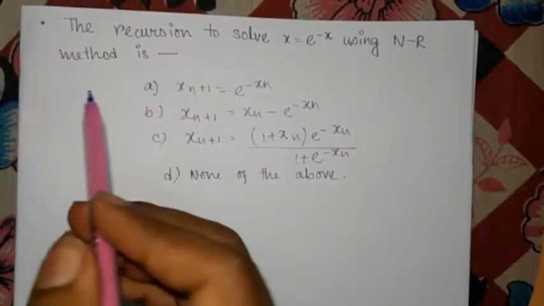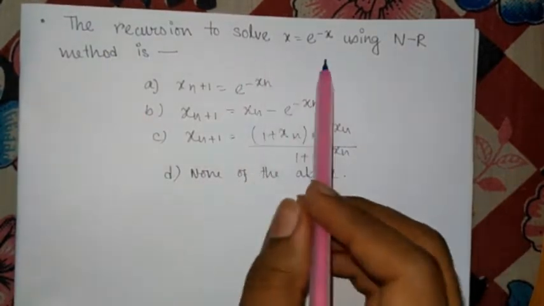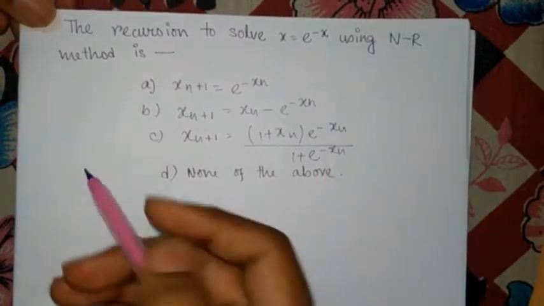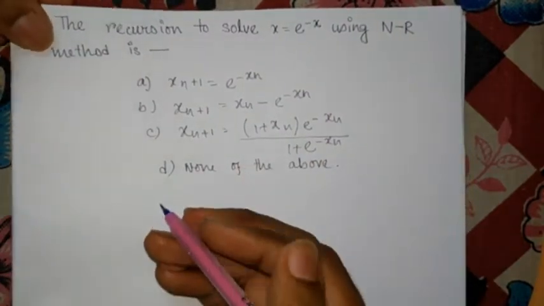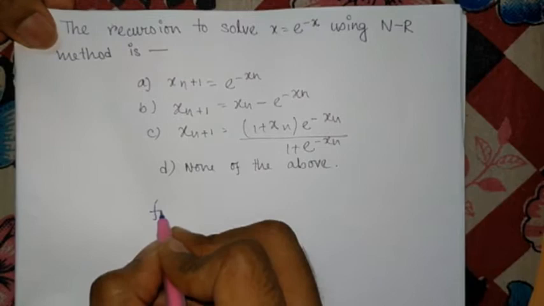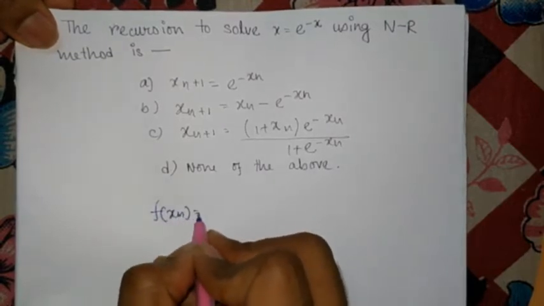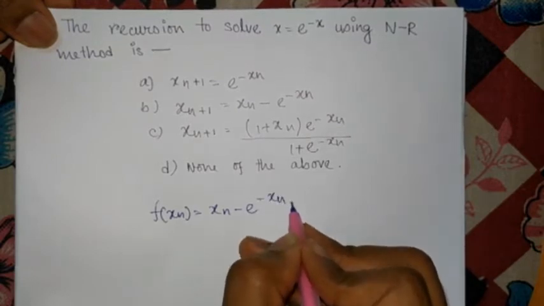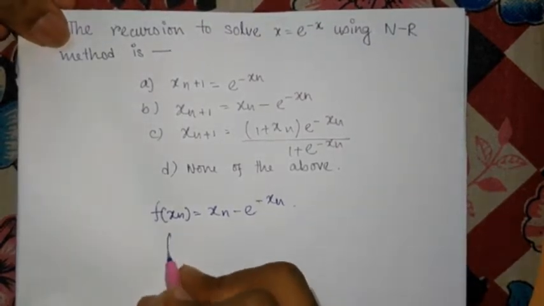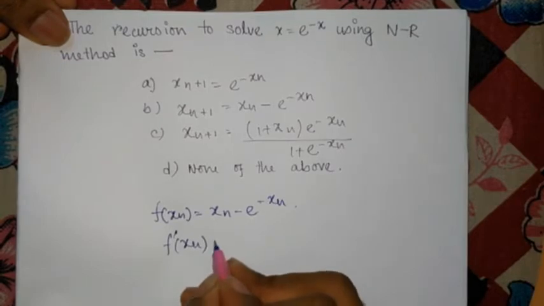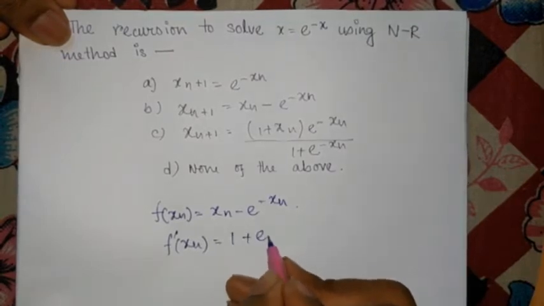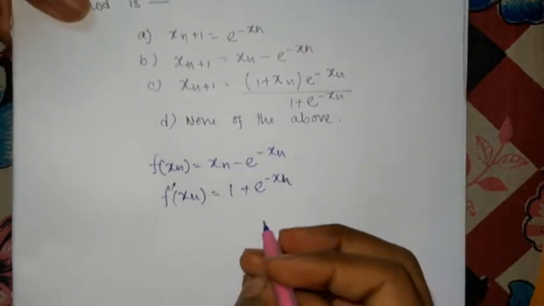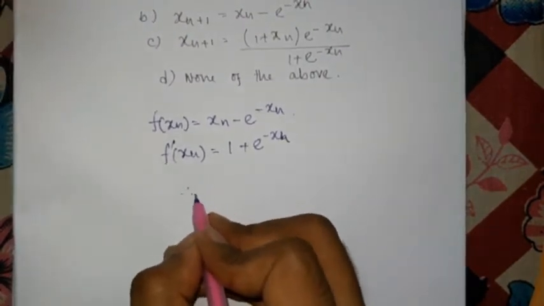Now talking about our first problem: the iteration to solve x equals e to the power minus x using Newton's method, meaning the Newton-Raphson method. So first, f(xn) equals xn minus e^(-xn). The first order derivative is 1 plus e^(-xn). Now we know the formula.